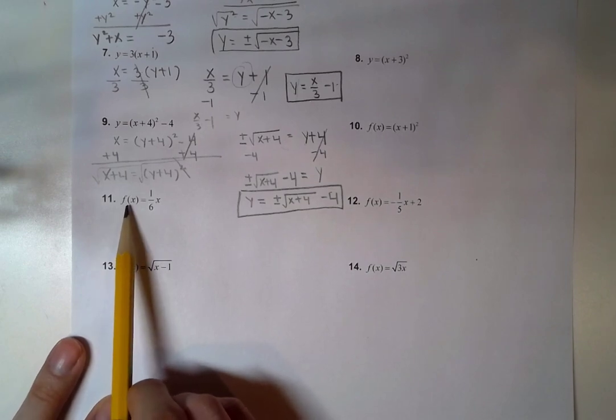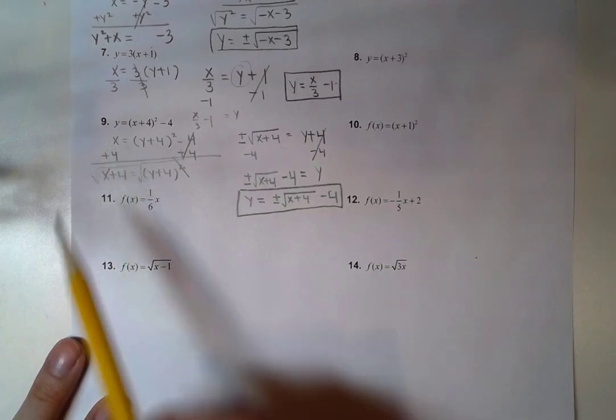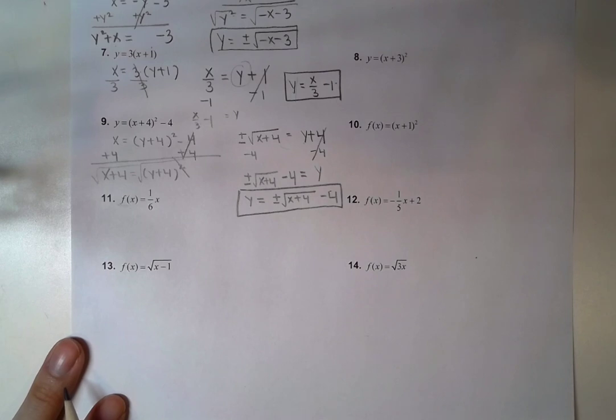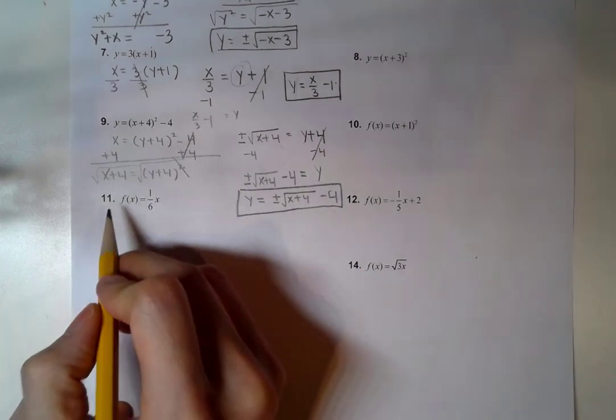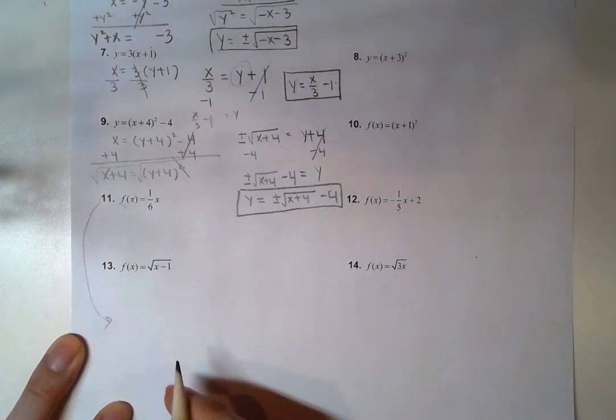You have f of x. Where's my y? Ms. Hong, how can I switch x and y? You can just write y for f of x. Alright? So I'm gonna do it here, 11.